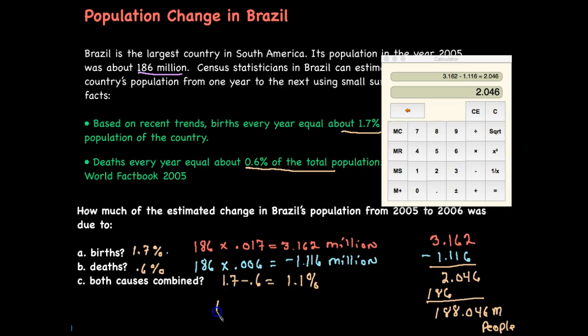So if I have 186 million and I just multiply that by 0.011, I should be able to come up with this 2.046 number. So let's try that. 186 times 0.011 gives me that 2.046 number. So there's multiple ways to come to the net additions that we would have in population.